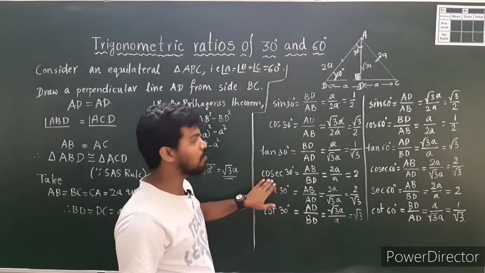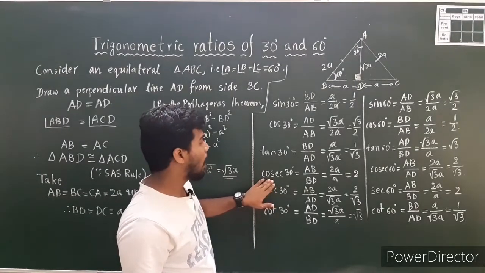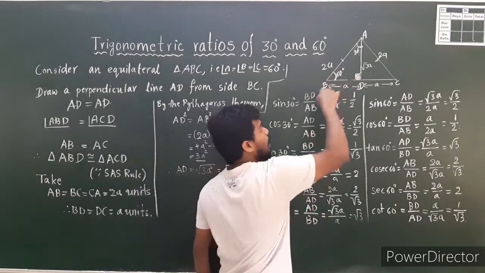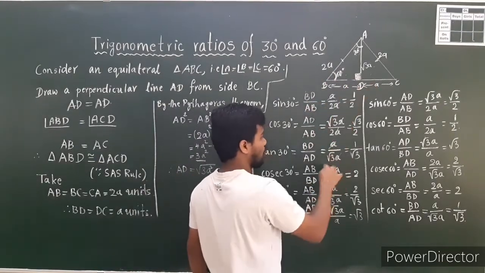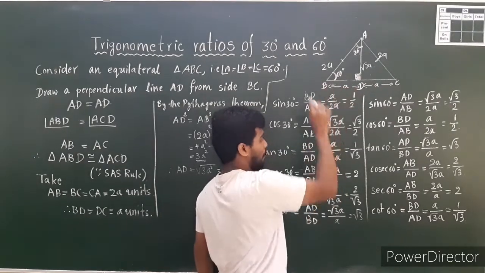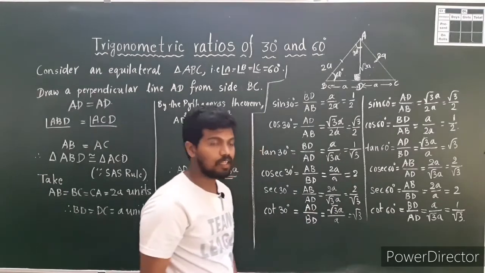Similarly, cosecant 30. Cosecant 30 means hypotenuse divided by opposite side. So hypotenuse AB and opposite side BD. So you substitute 2a by a. 2a by a, the a cancels, you get 2.